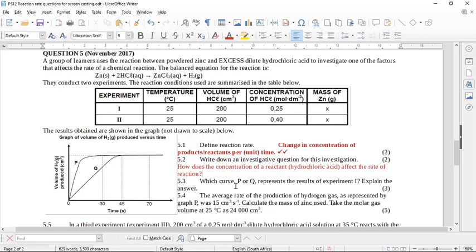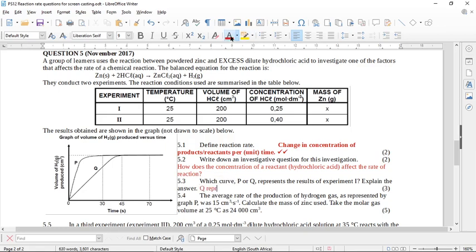Okay, so now which curve, P or Q, represents the results of experiment 1? So let's look at the curves. P has a very steep gradient. We are producing hydrogen really fast. This reaction has gone to completion in 30 seconds. And in Q, it's only gone to completion in 45 seconds. So Q has a slow reaction rate. P has a fast reaction rate. So we can expect P to belong to the concentrated acid and Q with the slow rate to belong to the less concentrated acid. So experiment 1 was the more dilute acid. So we're going to say curve Q.